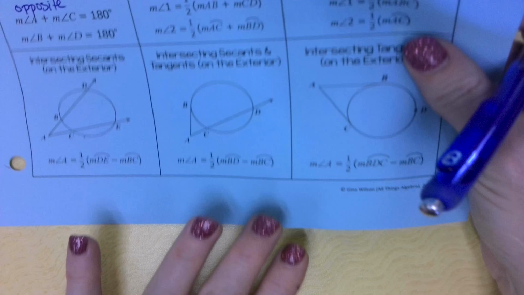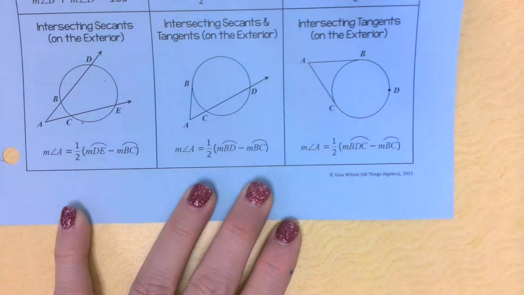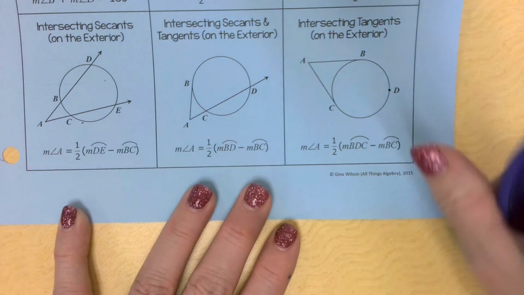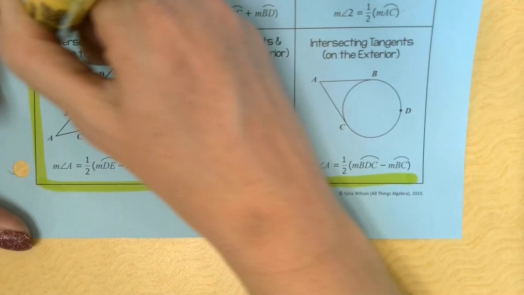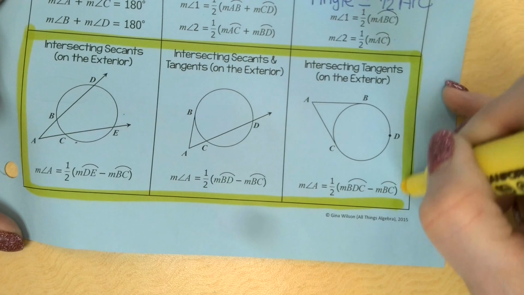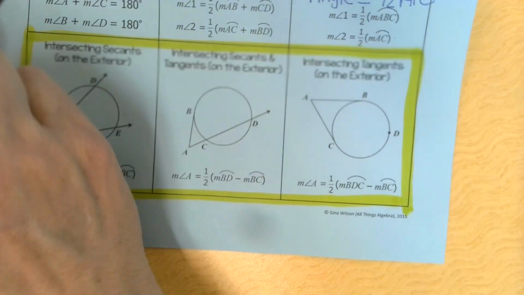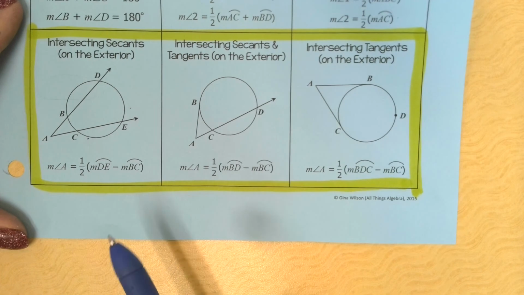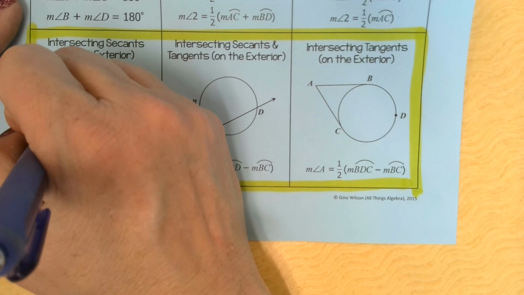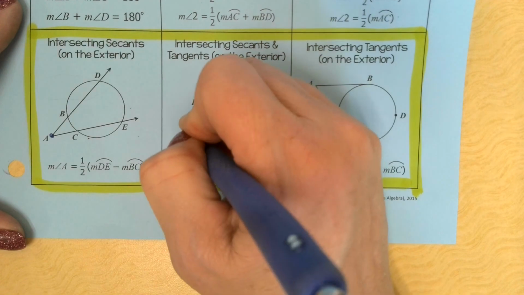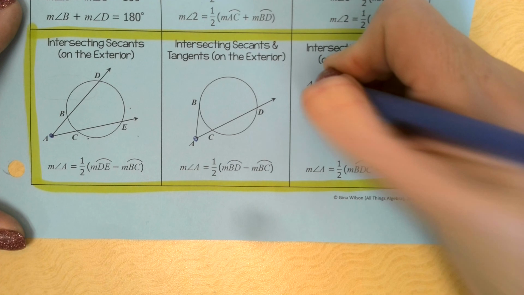All right. Blue sheet. The only thing we have left now is to cover these 3 at the bottom. So these 3 all go together. Take your highlighter and let's highlight all 3 of these boxes together. The reason we're highlighting them together is because they use the same formula. What we have is 2 secants meeting at a point. Now this time the point is on the outside.